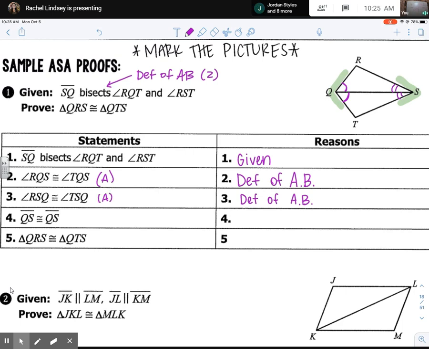So now I've got two angles. Now I need to prove a side. So it says QS is congruent to QS. How would I know that's true? Which property? Reflexive. I know those are congruent because of the reflexive property.